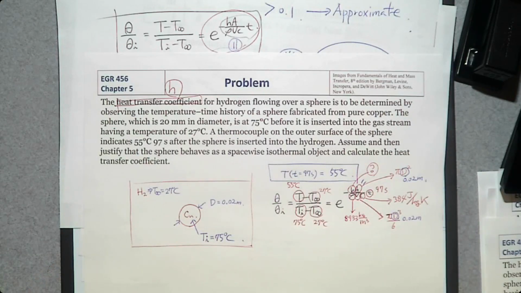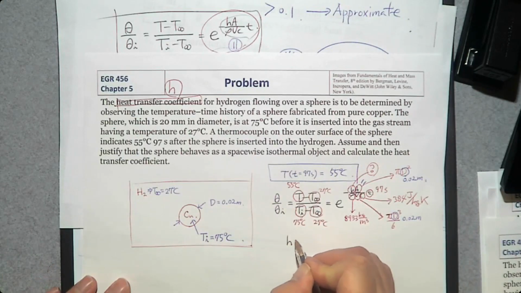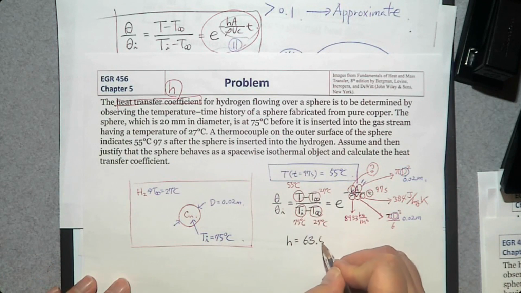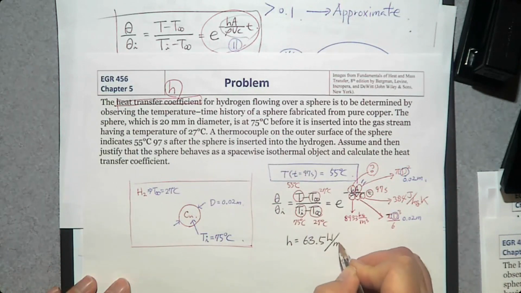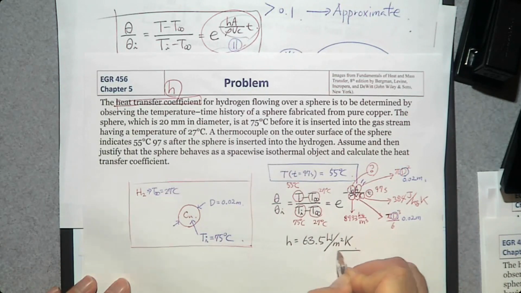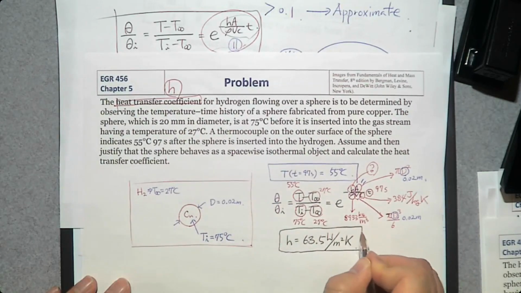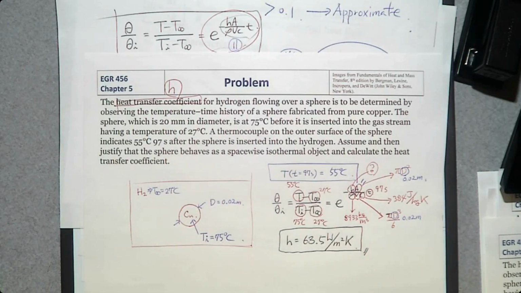If you do the calculation, H is going to be 63.5 watt per meter square Kelvin. So that's how you can determine H. However, that's not the end of the story. We used this lumped method, but there's no guarantee that you can use the lumped method or not. So you need to verify this is a lumped system.